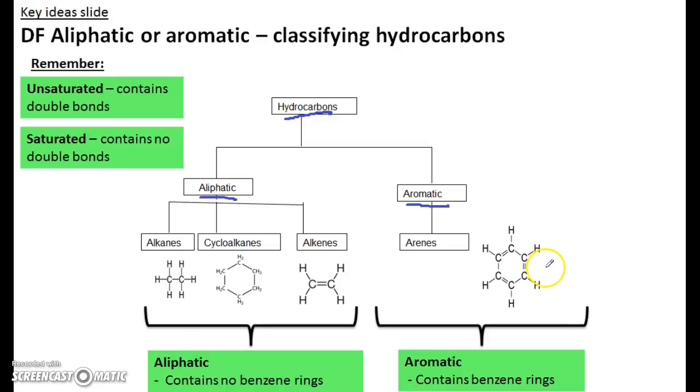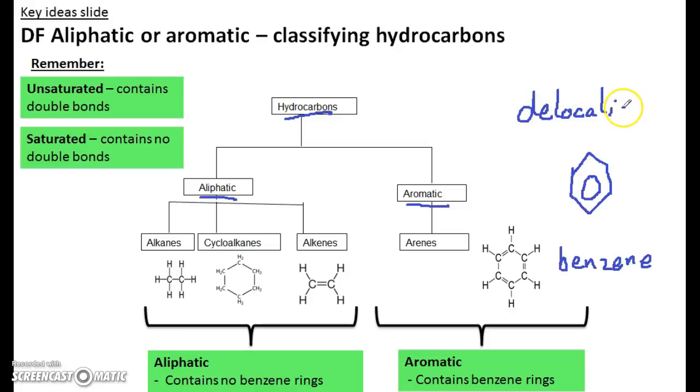Now, very important for you to recognise this structure here. This molecule is known as benzene. You'll also see this written in a different way, like this, with a circle inside a hexagon. Now, this structure represents the fact that the electrons from these three double bonds in the benzene ring are what we call delocalized.